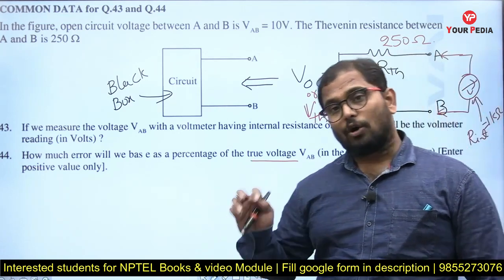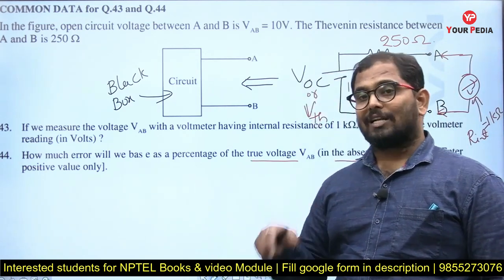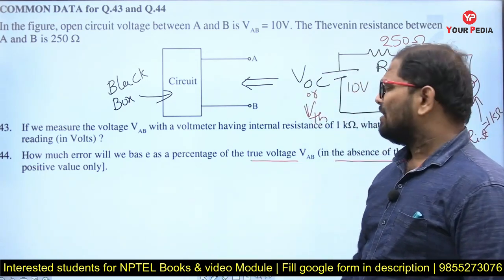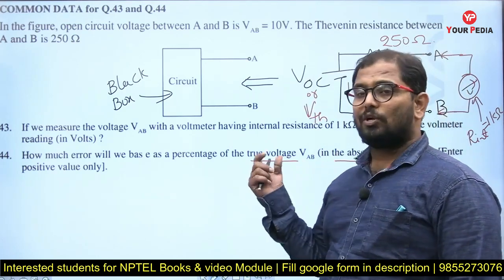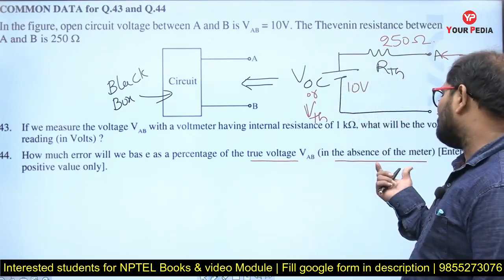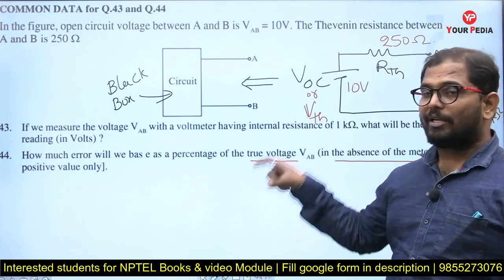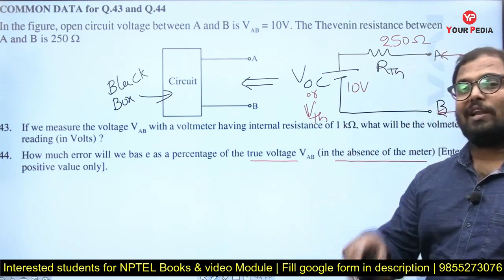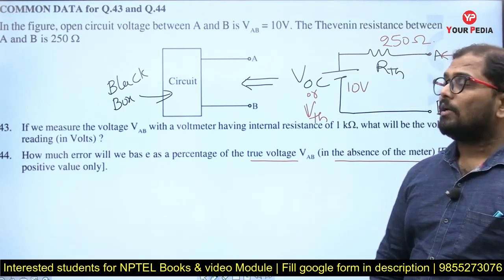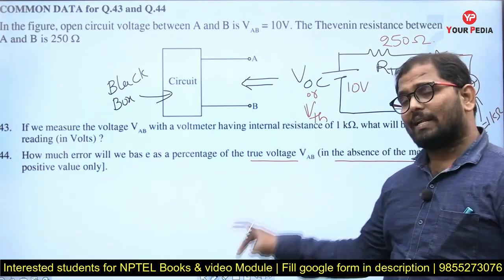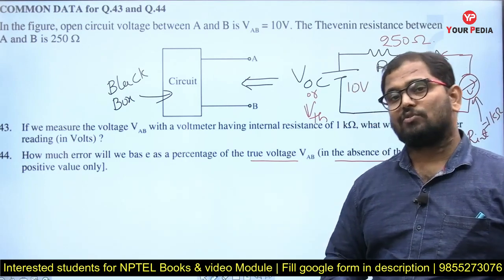If you don't have a meter, whatever output voltage you get is called the true voltage. So instead of taking the true voltage in the absence of a meter, or if you connect an ideal voltmeter, that is also the true value of measurement you will get. Now let's start analyzing this question and start solving it.